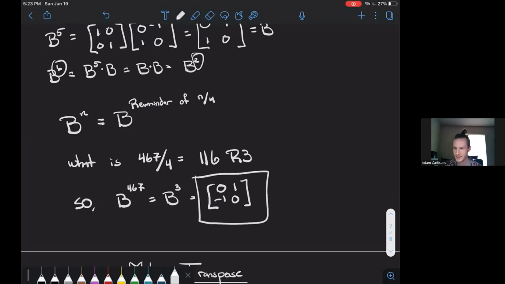Pretty cool. Takes an arithmetic problem, or takes a gnarly matrix multiplication problem, and turns it into just a modular arithmetic problem. It's kind of fun. Great.